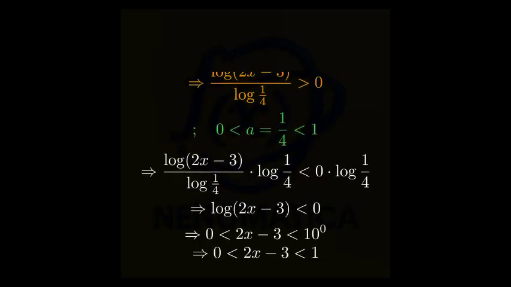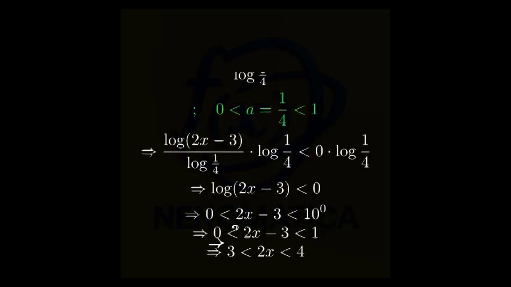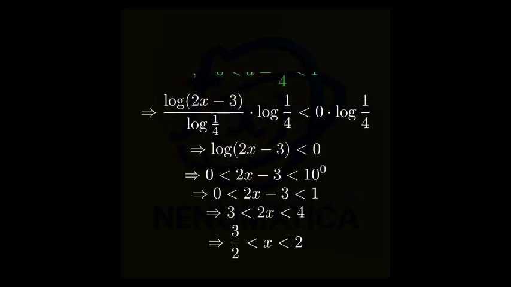First add 3 to all parts, then divide by 2. 3 less than 2x less than 4, which gives 3 halves less than x less than 2. Step 8. Write the solution set and visualize it on a number line.